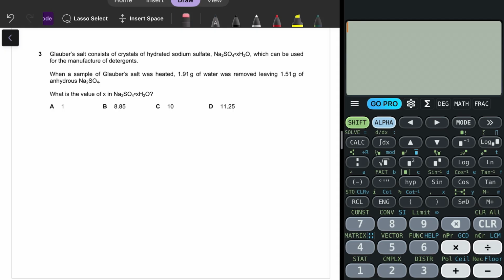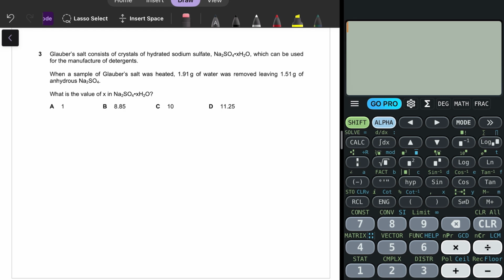Question number 3. Glauber's salt consists of crystals of hydrated sodium sulfate with the following formula, which can be used for the manufacture of detergents. When a sample of Glauber's salt was heated, 1.91 grams of water was removed, leaving 1.51 grams of anhydrous sodium sulfate. What is the value of X?